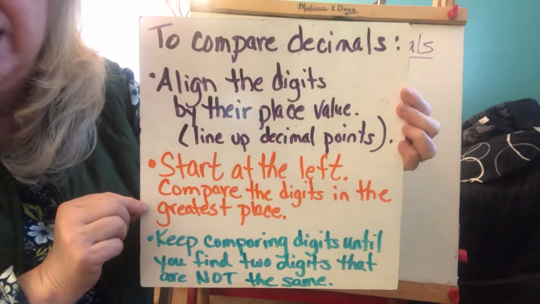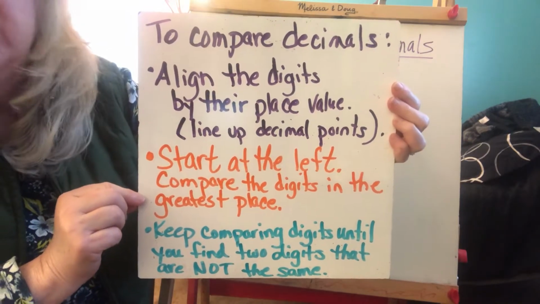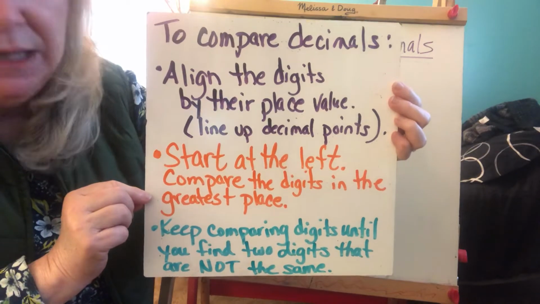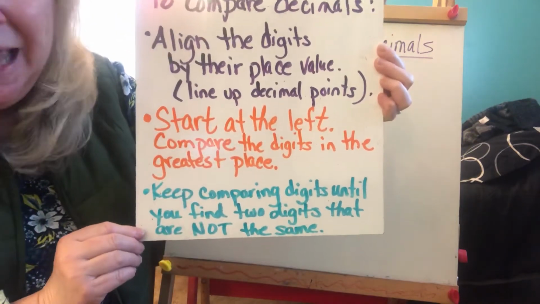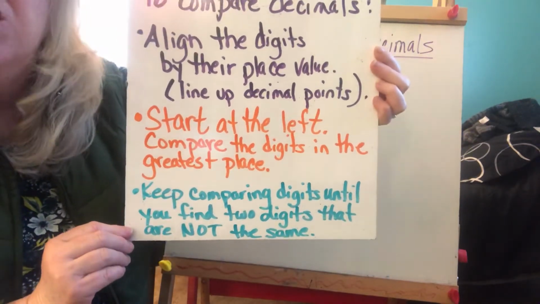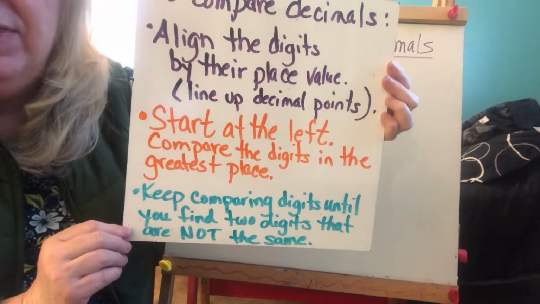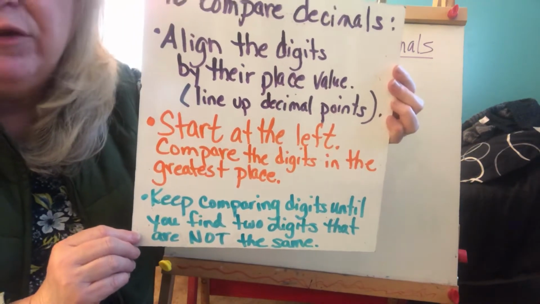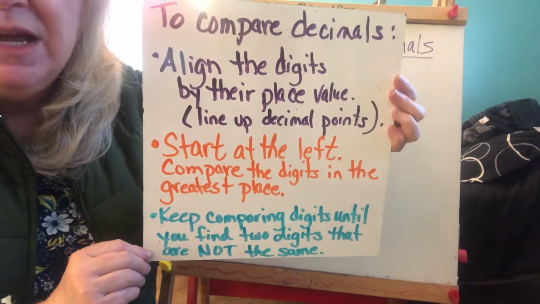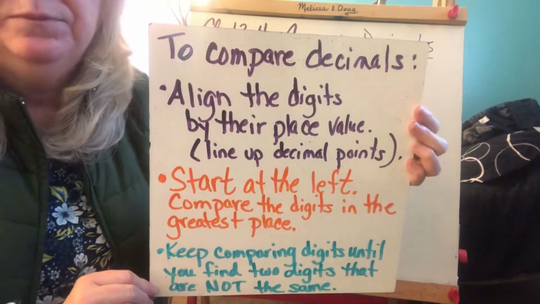You start in the greatest place. The furthest place to the left is the greatest place. And then step 3 is you keep comparing numbers until you get ones that are different. And then you can say which one is bigger than the other based on the digits that are different. So pause the video here and copy this down.